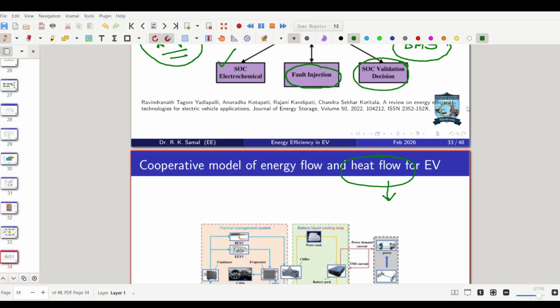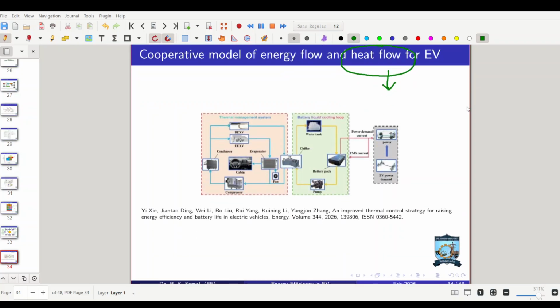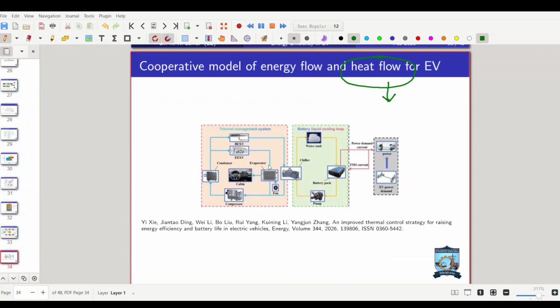Okay. So next is heat flow. As you see, we'll see another such diagram. It's a smaller one. If you see, we have a condenser, evaporator, cables, compressors, and this battery liquid cooling loop. So this is the thermal management system for electric vehicles. This is the battery liquid cooling loop. Then EV power demand to the load, and this is the vehicle.